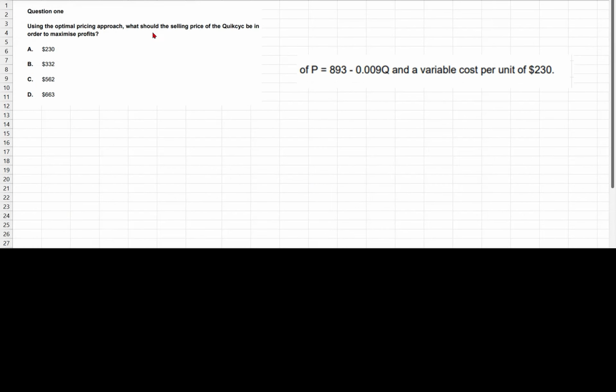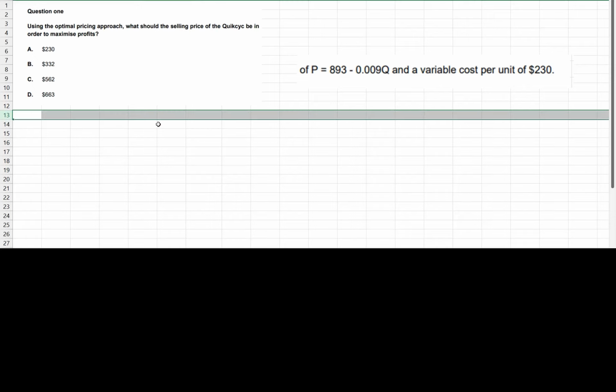What the question is saying: using the optimal pricing approach, what should be the selling price of Quick Cycle in order to maximize the profit? So the question is asking what the price will be in order to maximize the profit. If the question is asking like this, you need to follow a step-by-step approach. That is the 3 steps I will explain in this video.